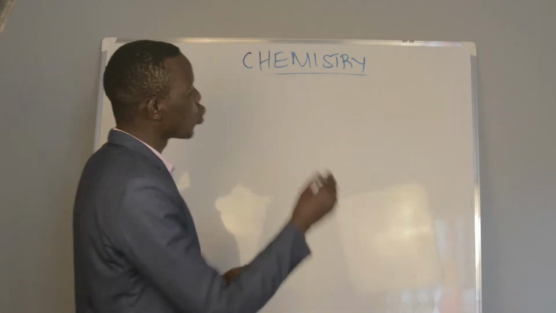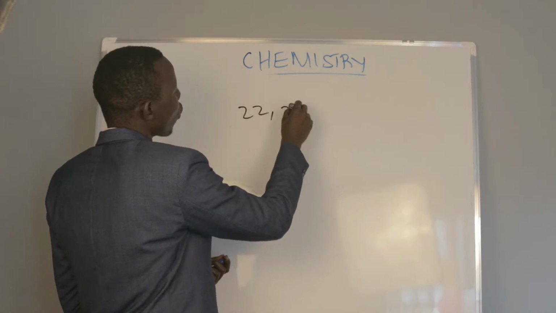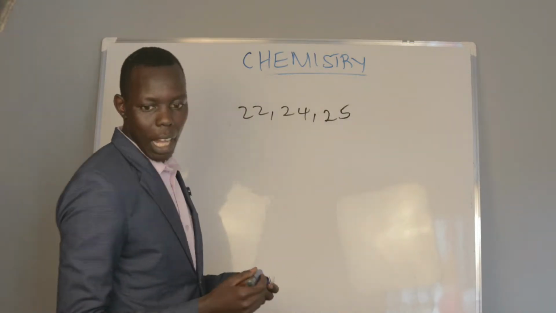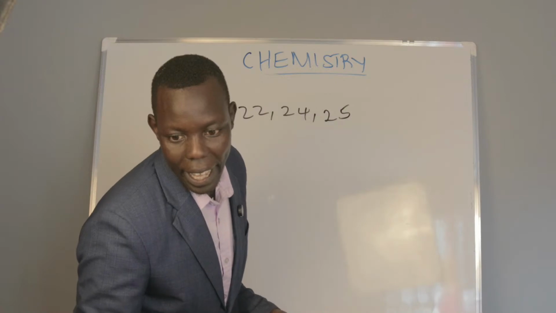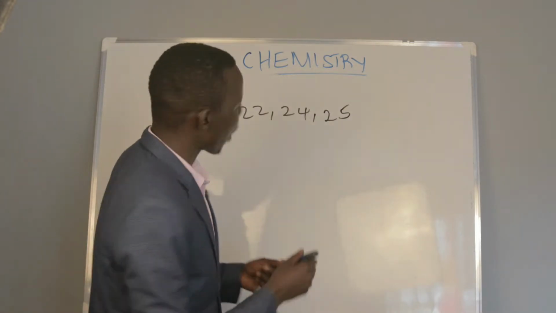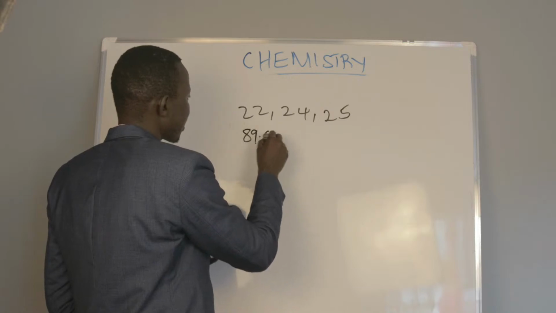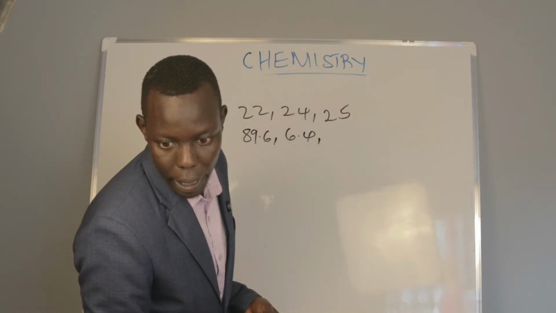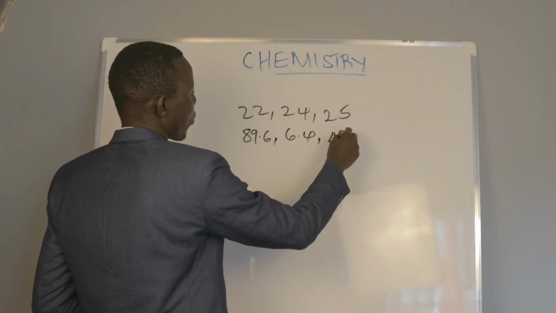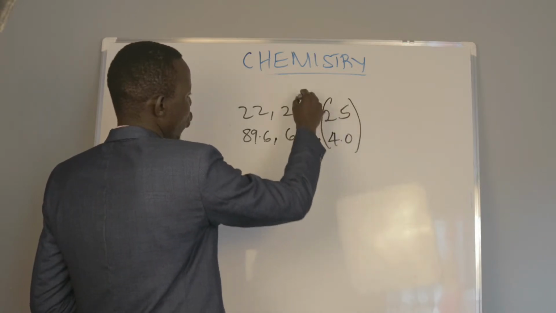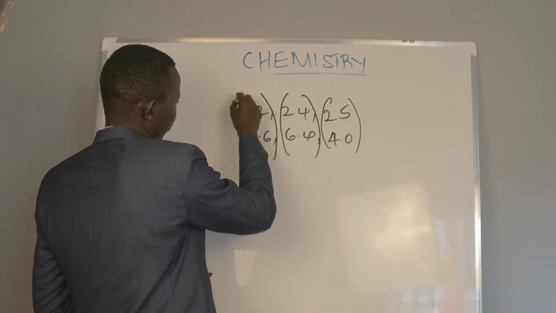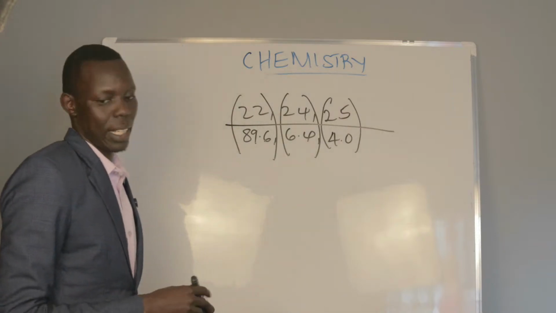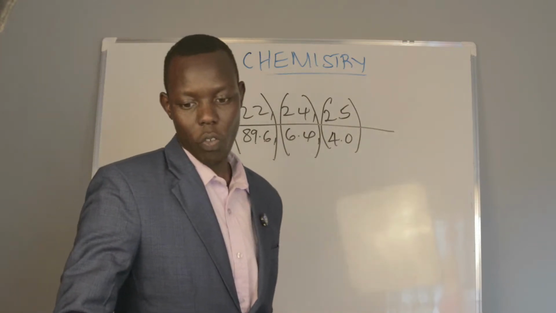Respectively, you are told 22, 24, then 25, and then respectively 89.6, 6.4 and 4.0. So here it will be 89.6, 6.4, and 4.0. So this one belongs to this one. This is how it should be now. The lower row is the percentage. The upper row is the mass, the abundance of each one of them.